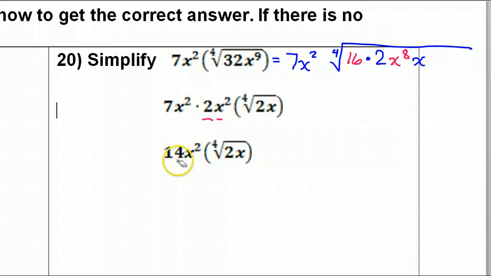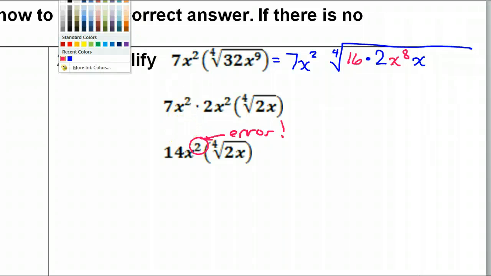7 times 2 is 14, that's good. But x squared times x squared should be x to the 4th power. So there's the error, right there. I'm just going to circle this and say error. There was my error right there.